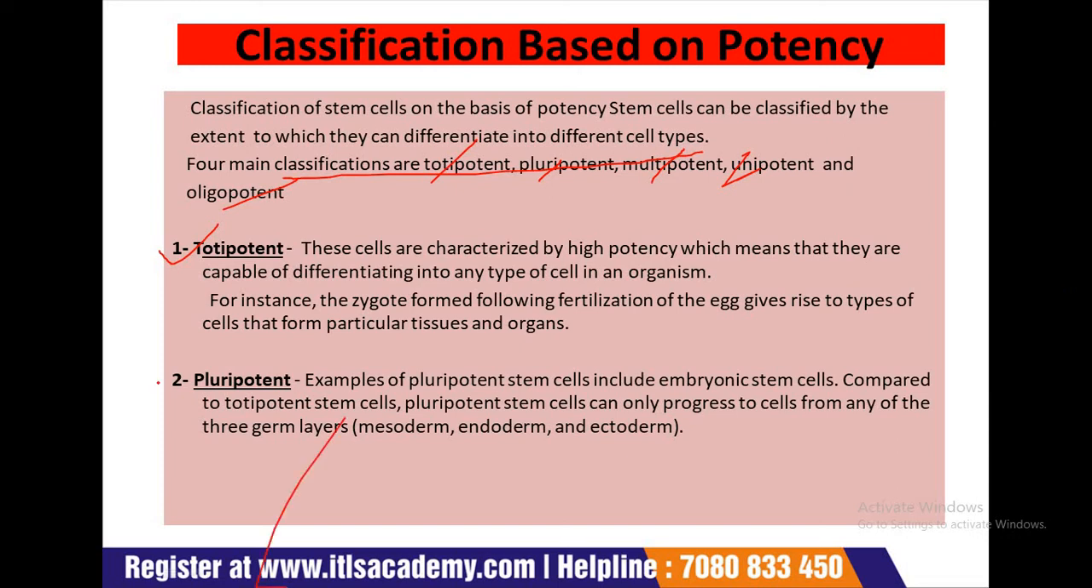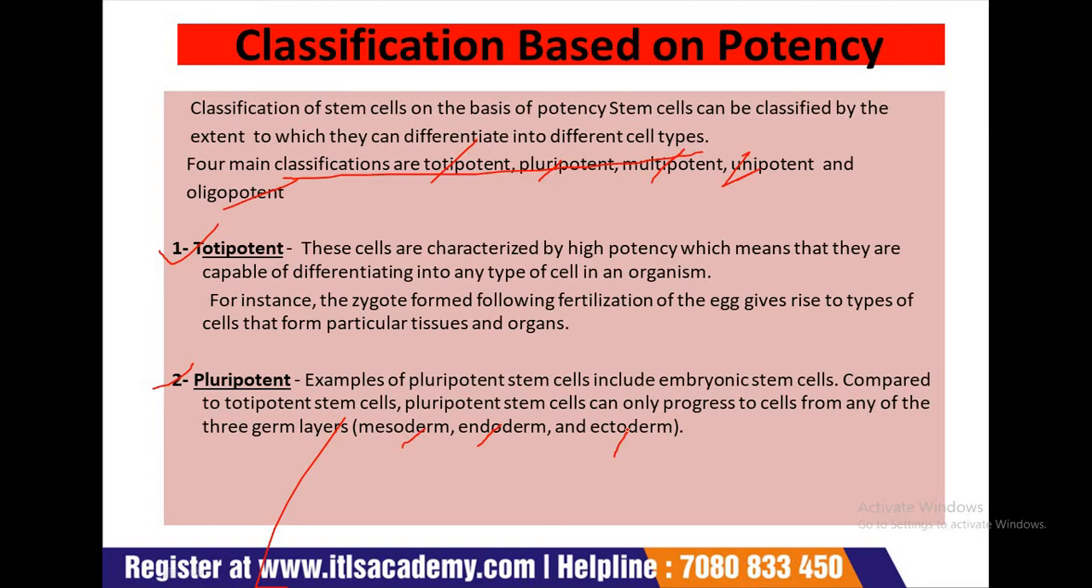Now we will discuss the pluripotent. Examples of pluripotent stem cells include embryonic stem cells. Compared to totipotent stem cells, pluripotent stem cells can only progress to cells from any of the three germ layers. First is the mesoderm germ layer, second is the endoderm germ layer, and third is the ectoderm layer.